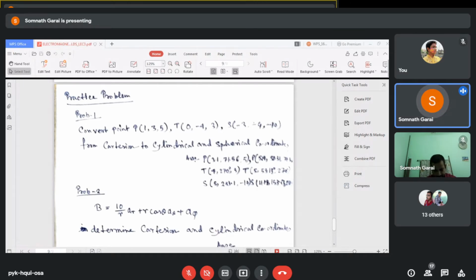Value of spherical coordinate of T. Spherical coordinate of T is 5, 53.13, 270. Very good. Okay. Now value of S.